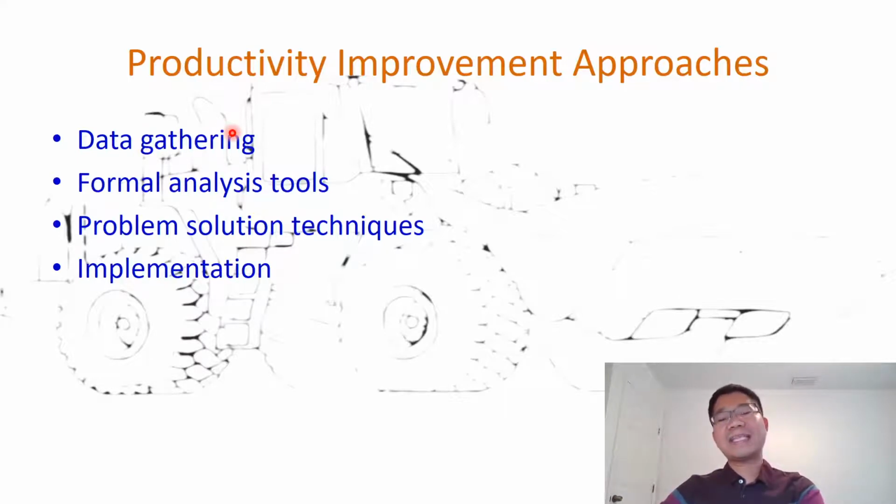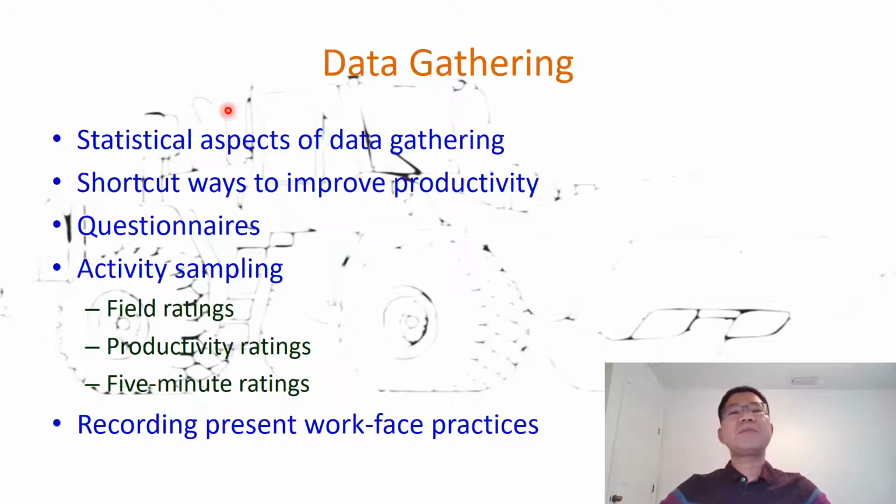First, talk about the data gathering. In terms of data gathering, of course, we need to have some statistical aspect of data gathering. It needs some knowledge that you learn from statistical methods. And then what are the shortcut ways to improve productivity from the data we have, what can be done to improve. And then we have a questionnaire. It can be one tool to get the data, to get what the people on site think about their operation, how they think they can work, they can improve their processes, their tasks, their activities.